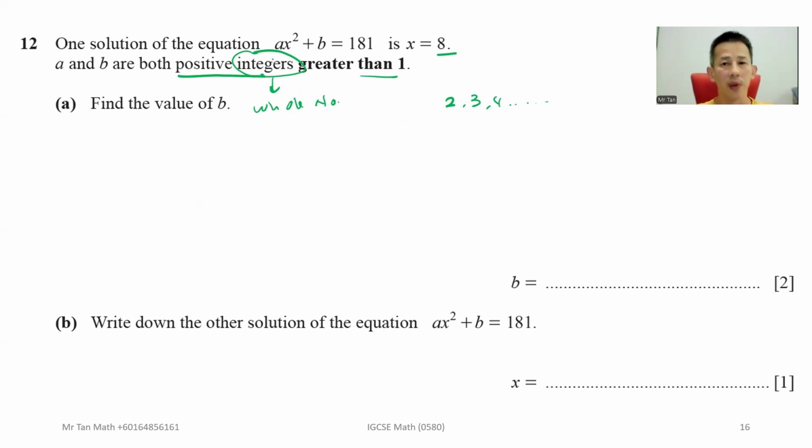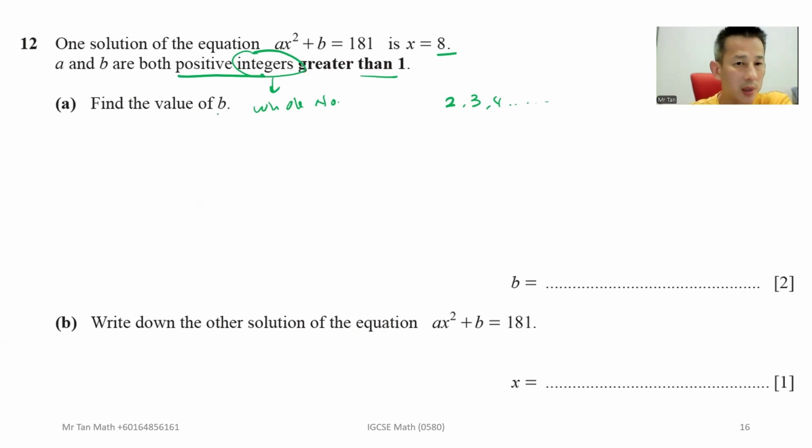Normally, if you have two unknowns, you should form simultaneous equations. But in this case, you do not have enough information to form equations. Therefore, we do trial and error.